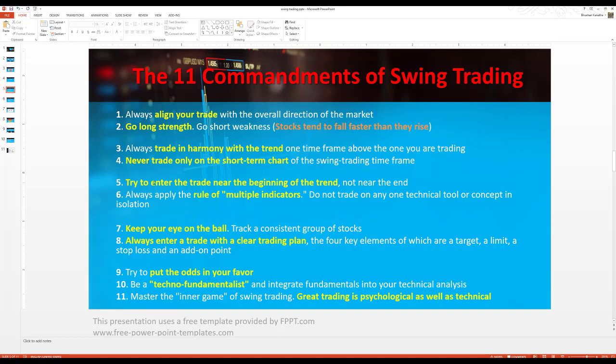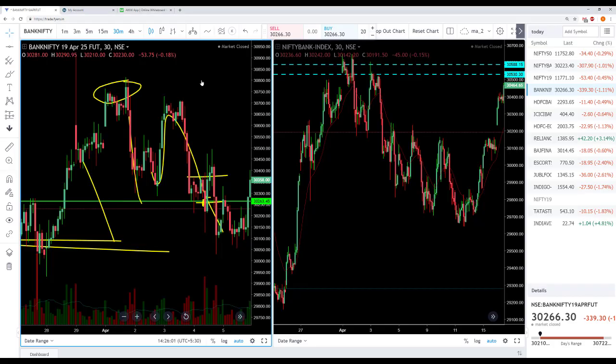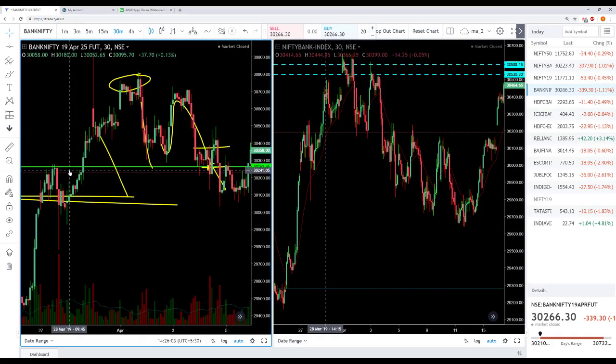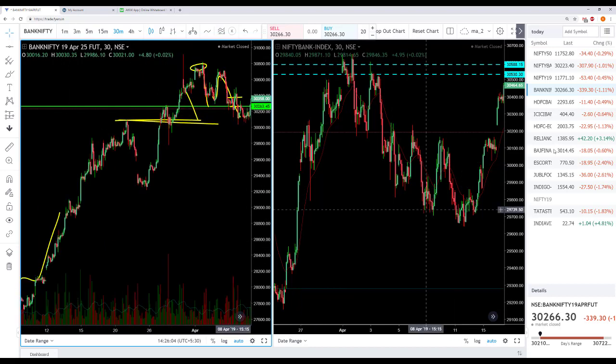Then the important thing is that we need to try to enter the trade near the beginning of the trend. The stock will come into your notice only when it has already rallied or already fallen down. So what I mean to say is, let's look at Bajaj Fin.